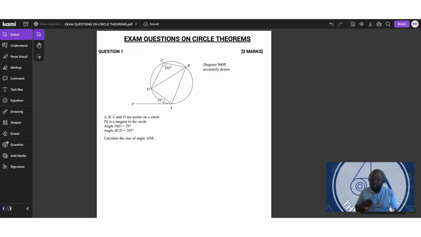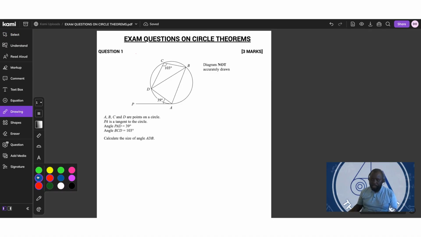However, it does not ask us to give reasons for the choices we are making or the values we are giving. So such a question is 3 marks. It doesn't ask you for reasons. So if you know the theorems, or you don't know the theorems but you are able to solve the sum, you solve the sum. So in this question, I'm not going to write or type in the theorem that I'm using. Instead, I'm just going to say there is this theorem and this angle is equal to this.